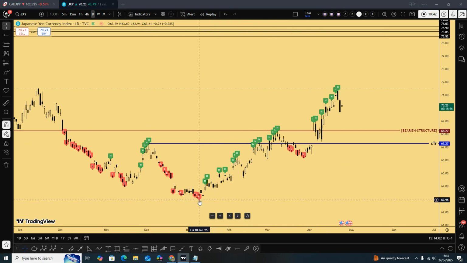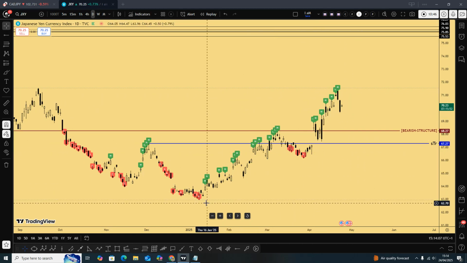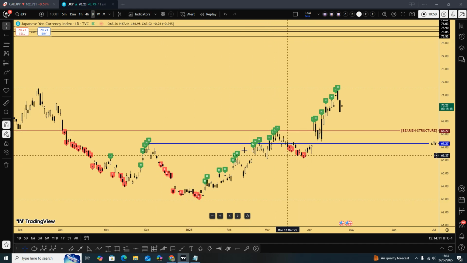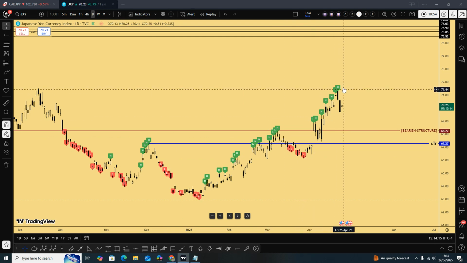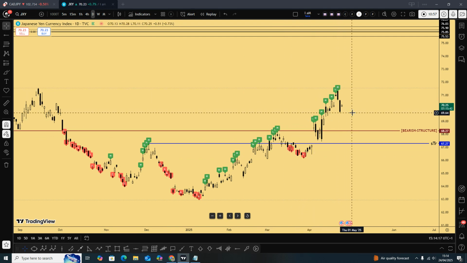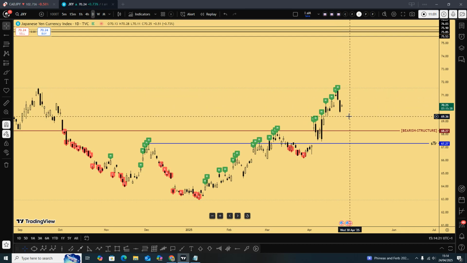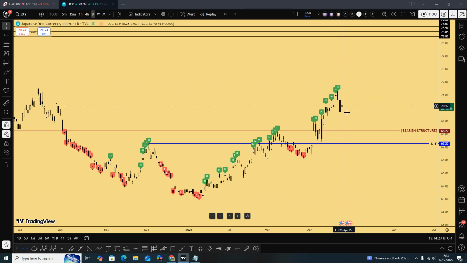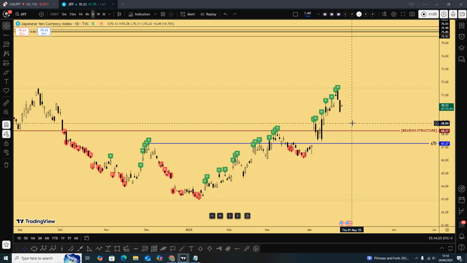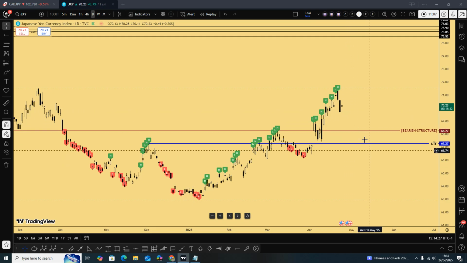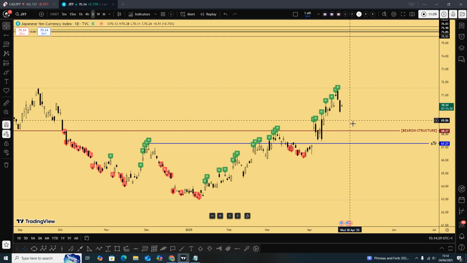The simple interpretation of this is this market is still bullish. The Japanese yen is still bullish. It is trading above the bullish structure. We have a momentum here, we have a momentum here, and you always think of it like this: the pullback is not a change of trend. It's a discount.